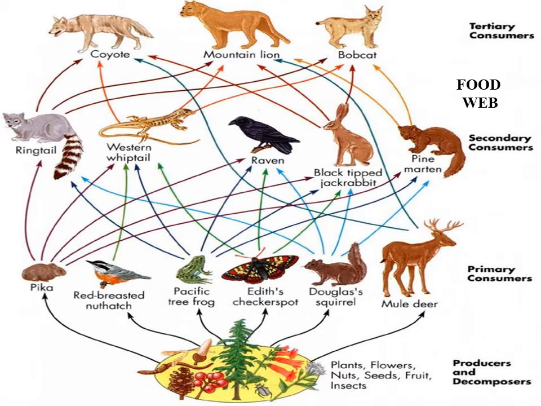Functions of an ecosystem. Producers and decomposers. Primary consumers depend on them. Secondary consumers depend on primary consumers. And tertiary consumers depend on secondary consumers. The living organisms form an interacting set of flora and fauna which are organized into trophic levels, food chains and food web.